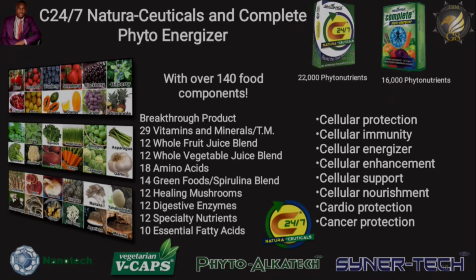Our supplements have been made with a technology called nanotech. Nanotech is basically taking big things and making them look small. That is why a capsule of our supplements has over 140 food components. Our supplements have also been made with vegetarian caps, the V caps, making the capsule of our supplements with a vegetarian content. And then we also have Phytoalkatech. Phytoalkatech is when you cover the contents of our supplements with an alkaline powder to prevent their damage and degradation by stomach acid.